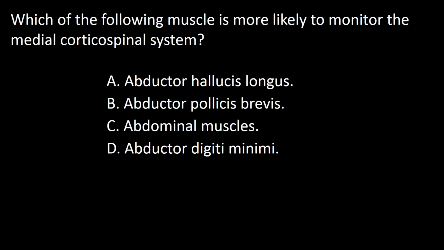Next question. Which of the following muscles is more likely to monitor the medial corticospinal system? A. Abductor hallucis longus. B. Abductor pollicis brevis. C. Abdominal muscles. D. Abductor digiti minimi.